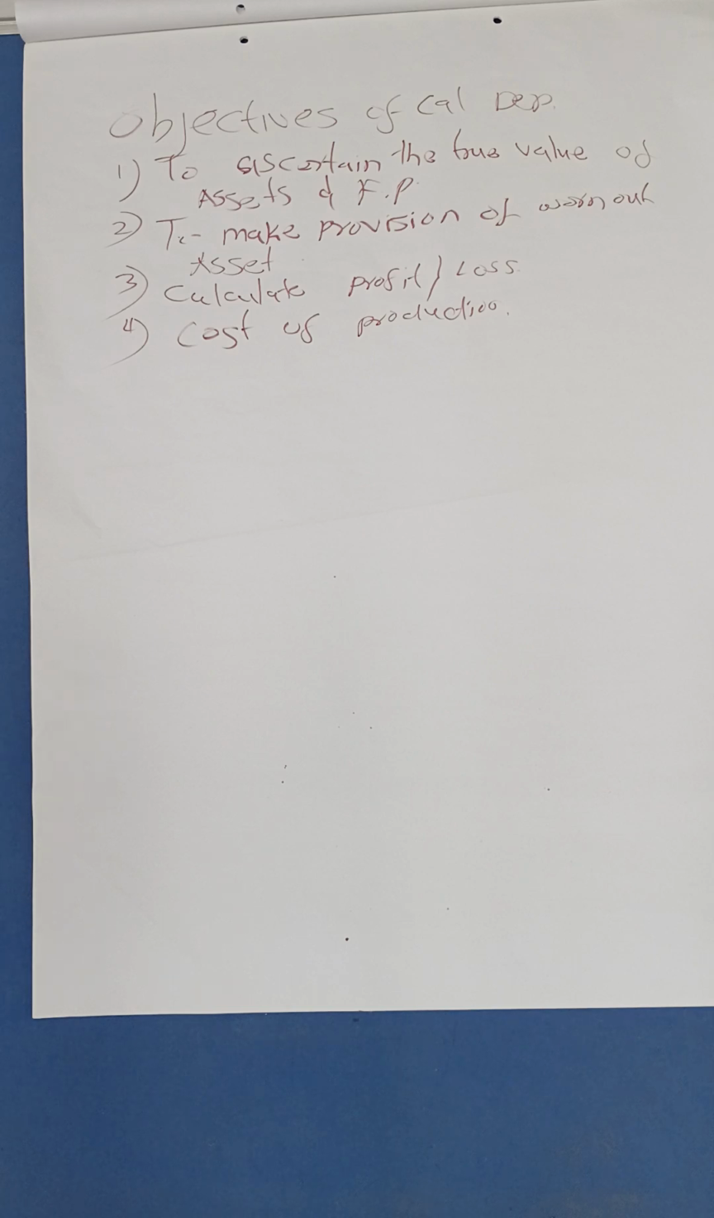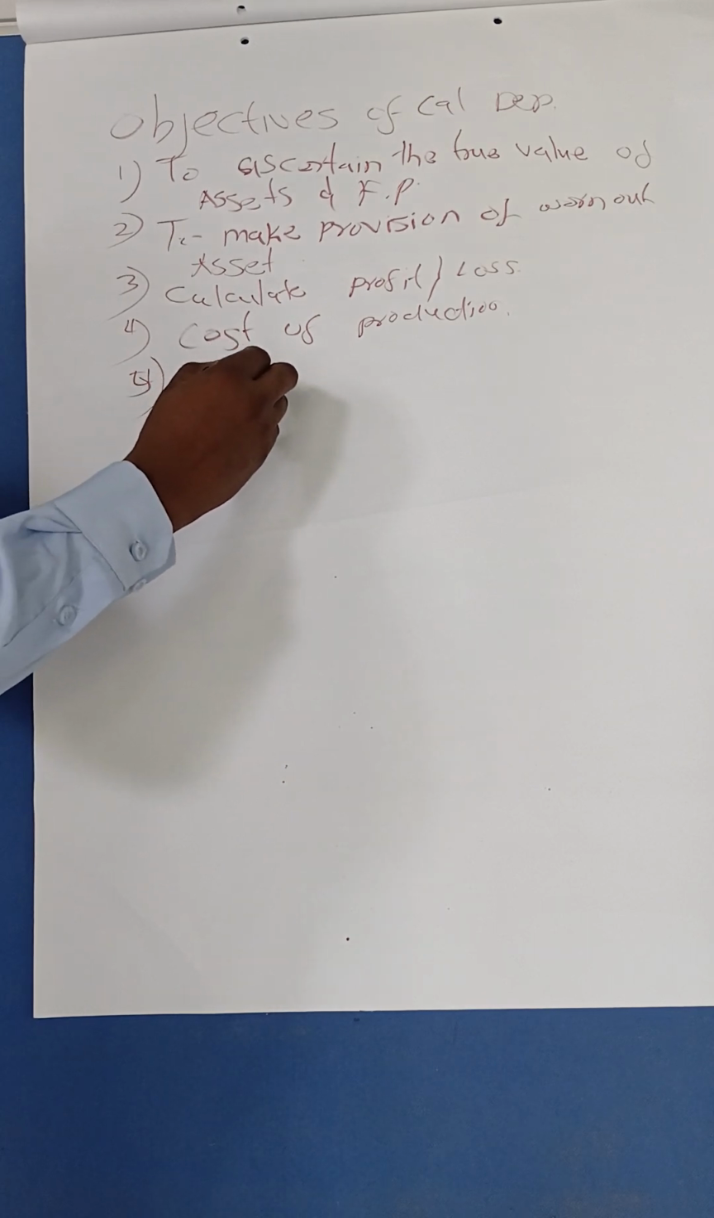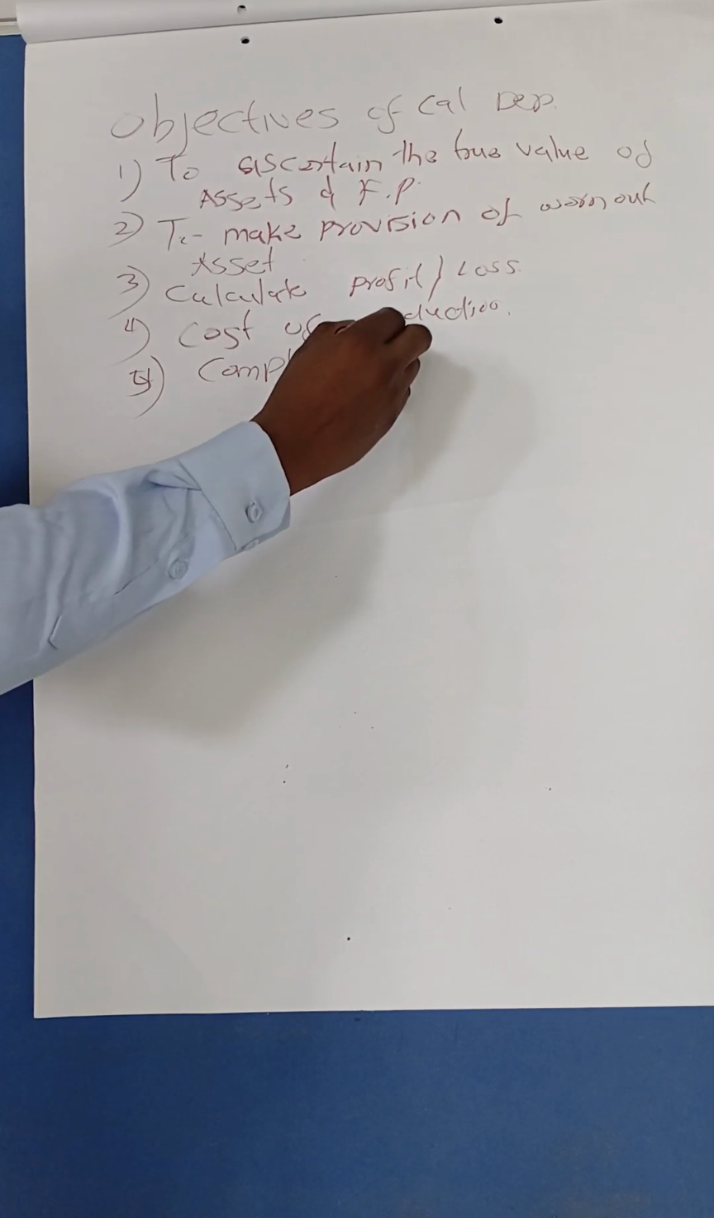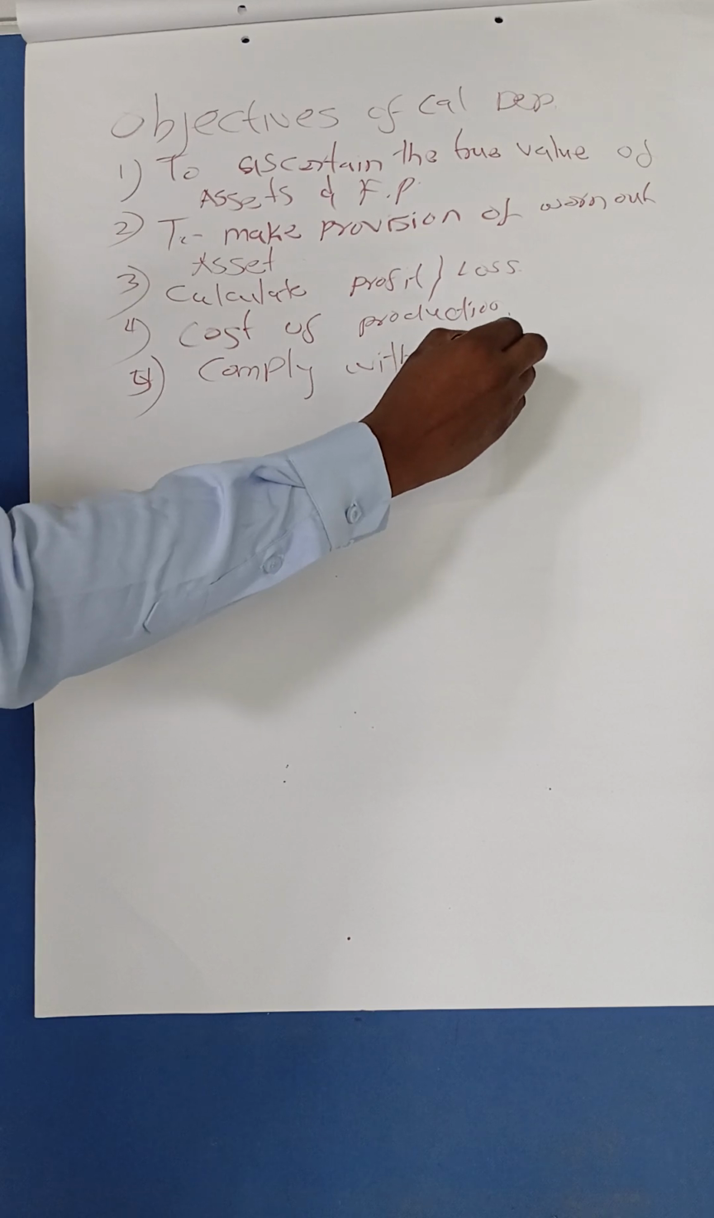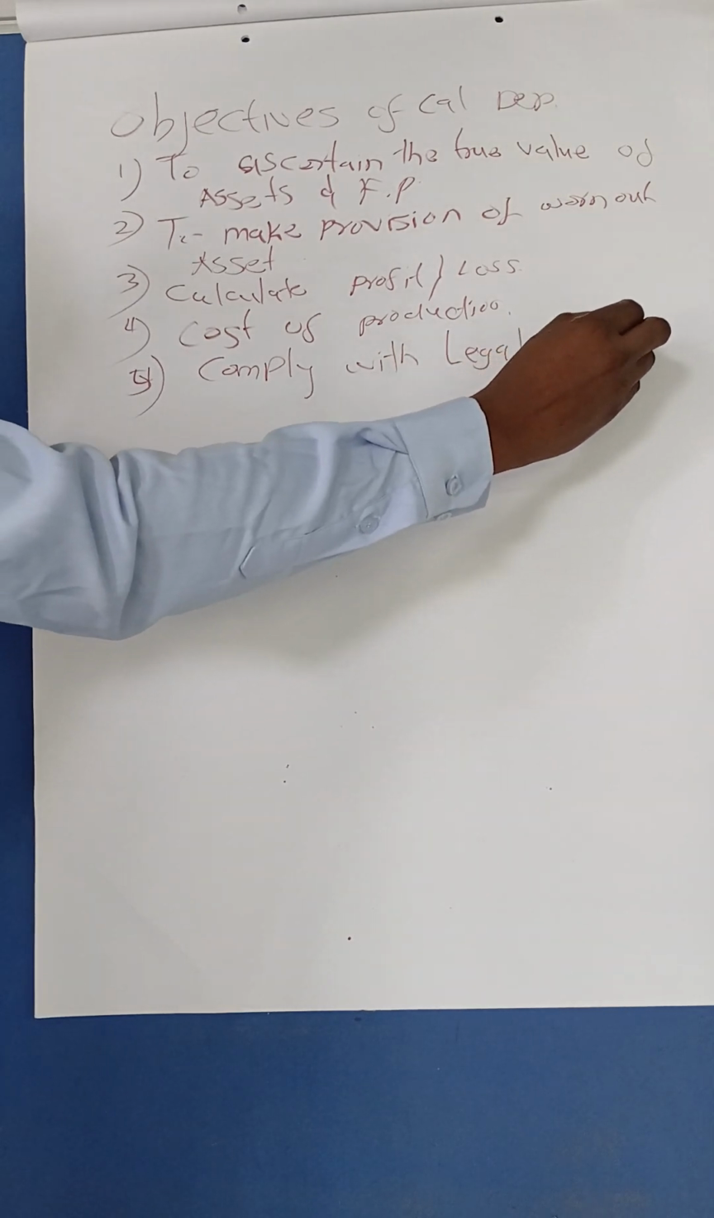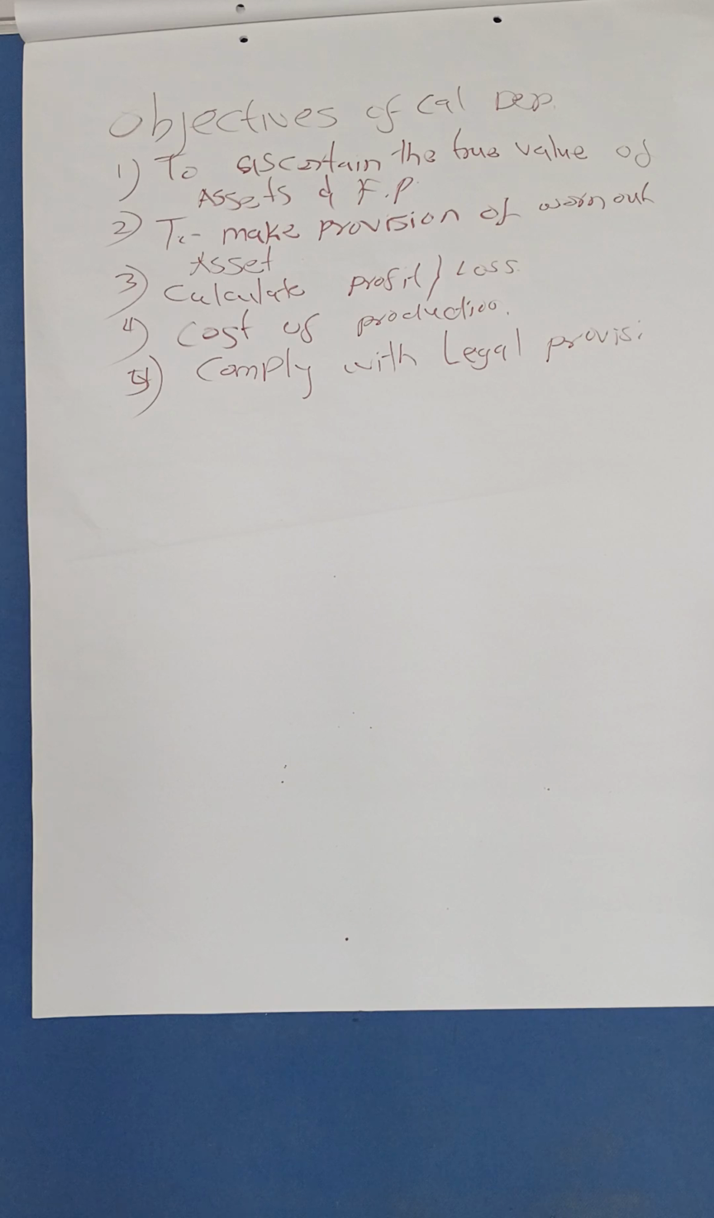Then another one is a legal provision: comply with the legal provision. Even the accounting standards or accounting principles require us to calculate depreciation. So here it is: comply with the legal provision. Good. So that is it in regards to depreciation. Just very easy that way.